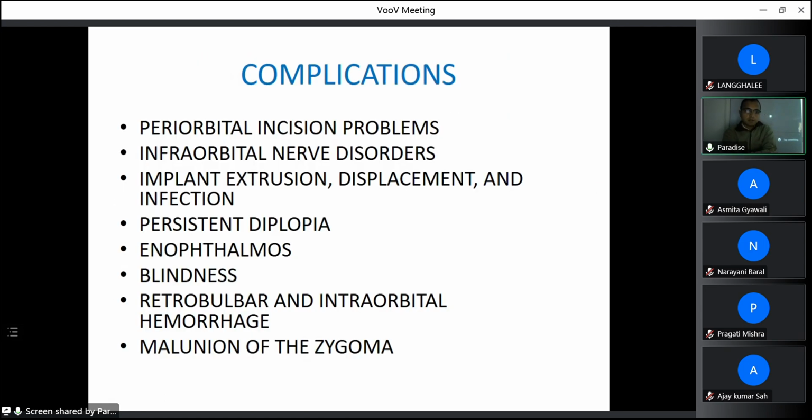Now complications are periorbital incision problems. Periorbital incision, there is something called ectropion or entropion. Have you heard the term ectropion and entropion? Ectropion means if you give the subciliary incision, when you suture, what happens? The eyelashes which are present will come out like this due to suturing at the subciliary region. That is known as ectropion. If the eyelashes bulge outward, it is known as ectropion.